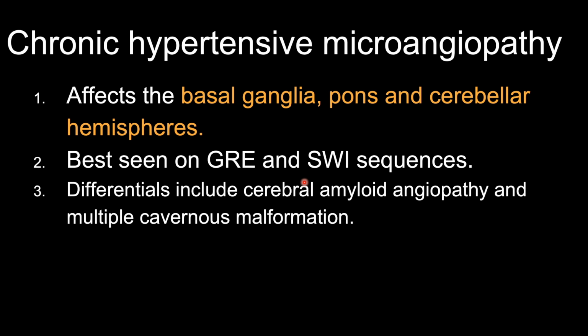A common differential for this, which is often ignored, is cerebral amyloid angiopathy. The difference in that case is that the hemorrhages are more commonly cortical in location rather than in the basal ganglia, pons, or cerebellum, which are more typical of chronic hypertensive microangiopathy. Another differential is multiple cavernous malformation, but that is very rare as compared to the other two differentials.